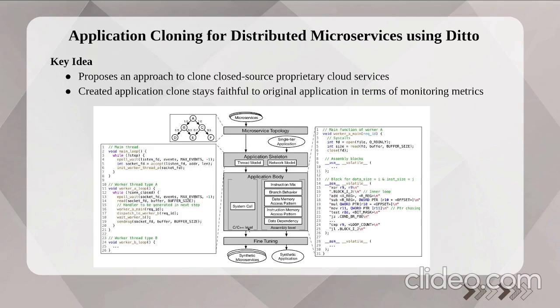Now, coming to the application body, Ditto creates an application body by creating clones of the kernel-level assembly instructions, which are able to mimic the observed patterns in branch behavior, data memory access pattern, and other system-wide metrics. Finally, Ditto uses the differences between the cloned and the original application to fine-tune the clone generator.